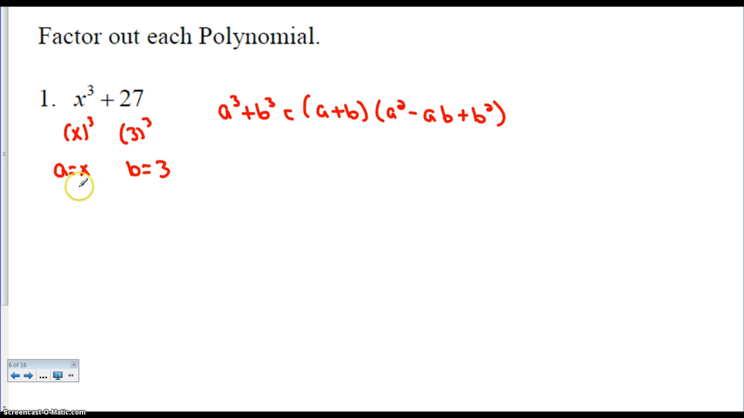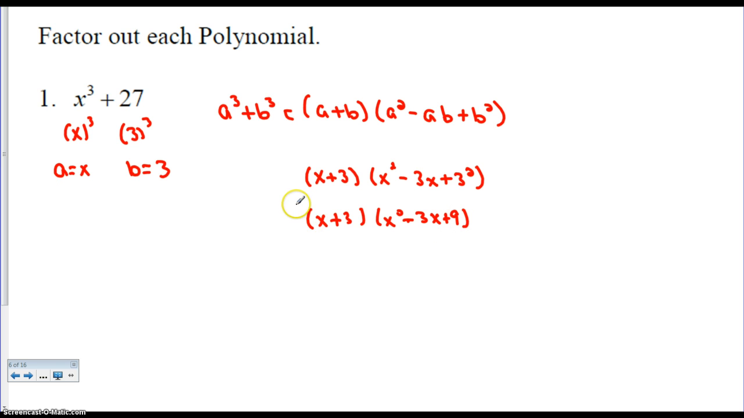So what am I going to do? Well, anytime in this form that I see a or b, I'm going to replace it with x and 3. So what I know is that it's going to be x plus 3 times x squared minus 3x plus 3 squared. So what does that turn out to be? It turns out to be x plus 3 times x squared minus 3x plus 9.